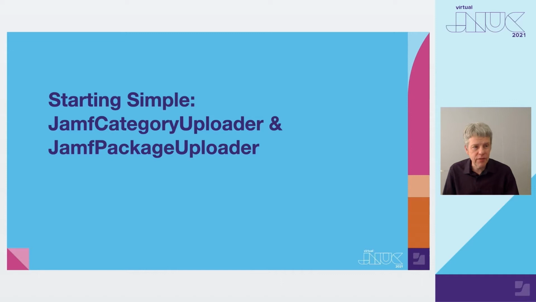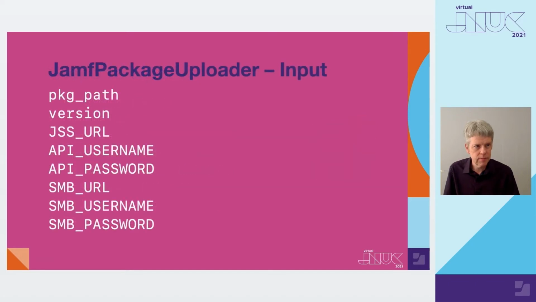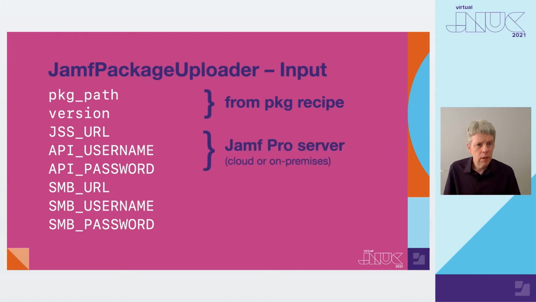Let's begin by looking at these 2 processors from the project, which can give you an immediate benefit. As their names imply, they can be used to automate uploading packages and adding categories to Jamf Pro. As with most AutoPackage processors, these processors have some necessary input variables. Here are the ones for Jamf Package Uploader processor. Normally, the package path and version would be supplied by the parent recipe, so you wouldn't usually need to add them manually. The processor needs to know how to connect to the Jamf Pro server.